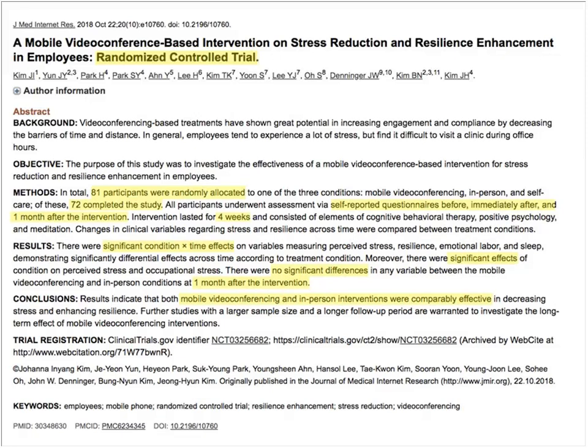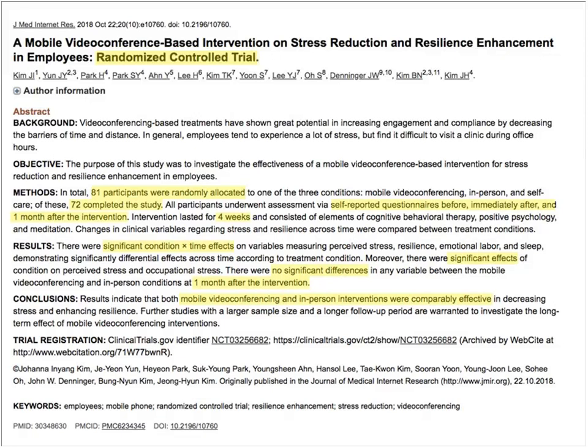The sample size is 81 participants, and 71 of the 81 completed the study. Participants were randomly allocated to one of the 3 interventions, and blinding was not possible. The authors state that they found statistical effects on perceived stress, but no significant differences between mobile video conferencing and in-person conditions. However, they do not include those statistics in the abstract.